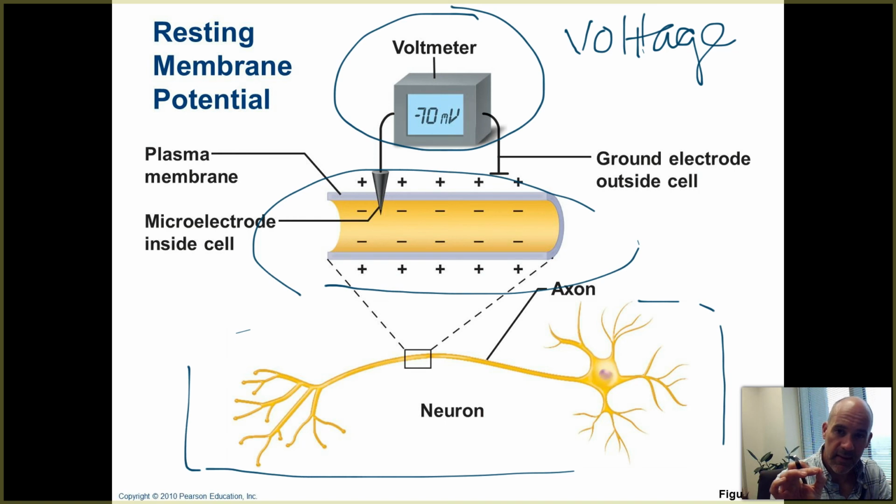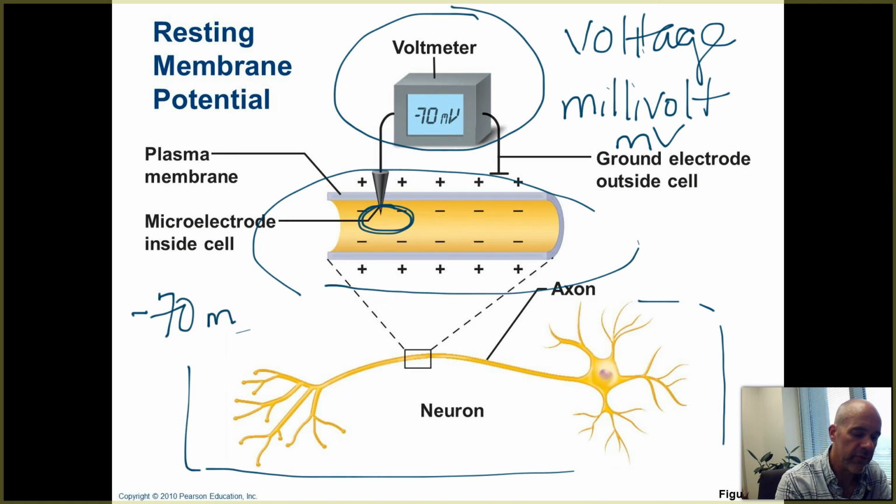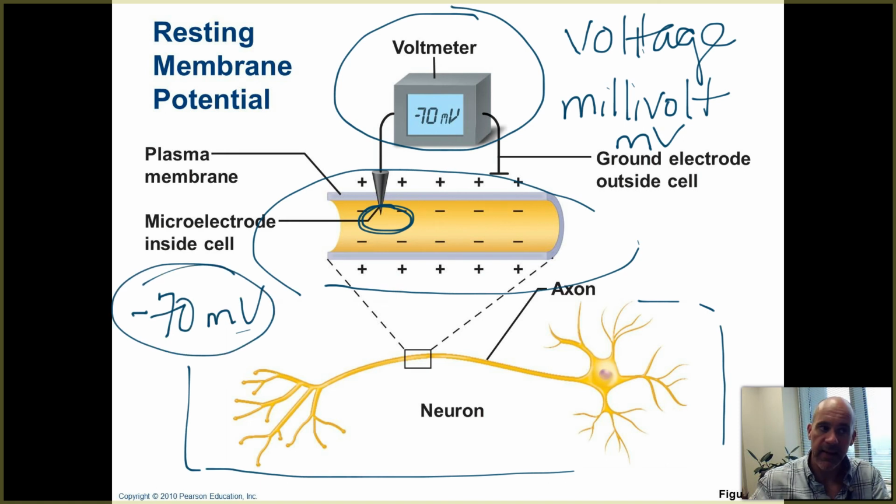The difference is it has to be measured down in the millivolt range, 1/1000th of a volt. MV is the abbreviation for that. And if you could actually take a little microscopic voltmeter and stick it down inside the fluids in the axon of a motor neuron, you would measure the charge difference between the outside and the inside would be negative 70 millivolts on average, which just means the inside is more negative than the outside. That's the easy way to remember that.